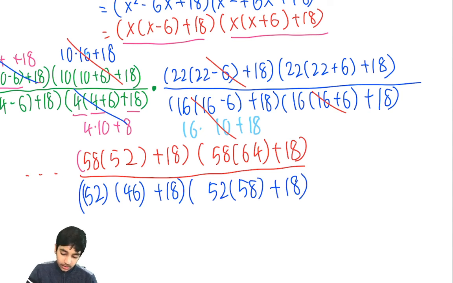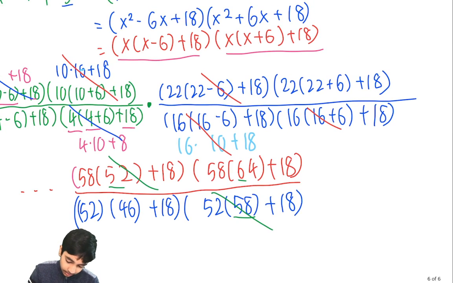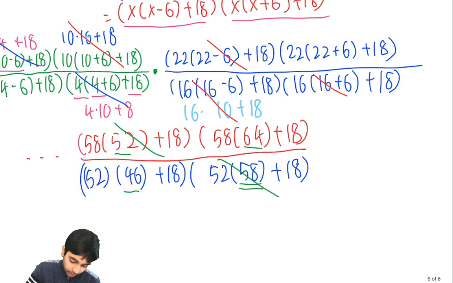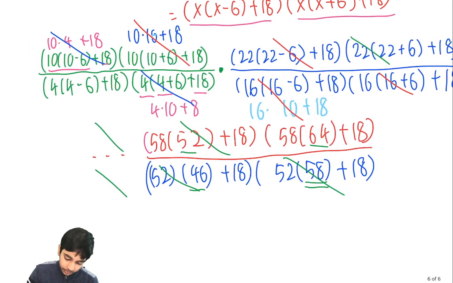Okay, so now what? Well, now we see that these terms are equal. I probably should have written it out to be clear, but this is supposed to be 58 minus 6, this is 58 plus 6, this is 52 minus 6, and this is 52 plus 6. And these terms will cancel. Similarly, this term will also cancel with the term here, this term will cancel with the term here, and so on. And all these terms will cancel.